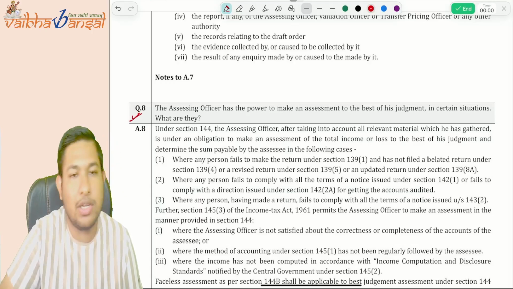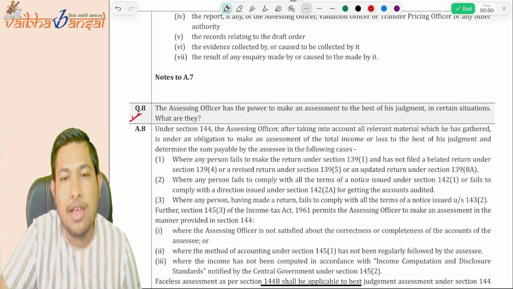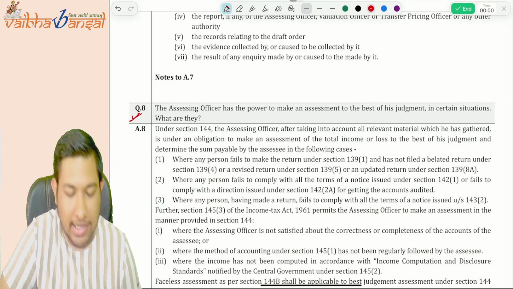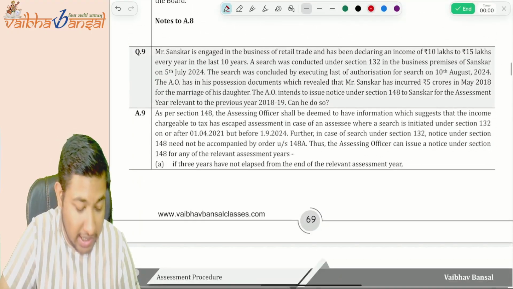This is also the direct question of section number 144. That is a best judgment assessment. You can write it directly. Question number 8 is your homework. That is a direct question.